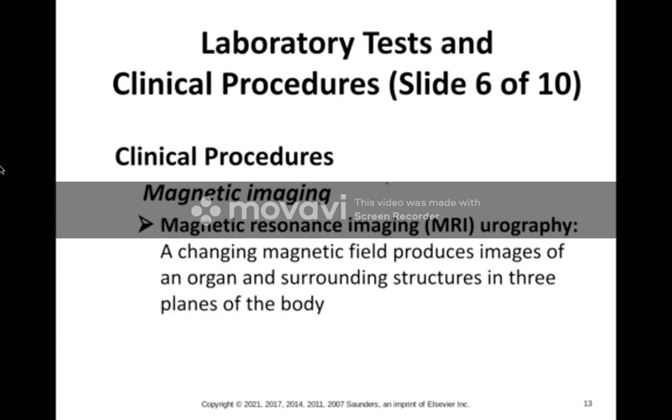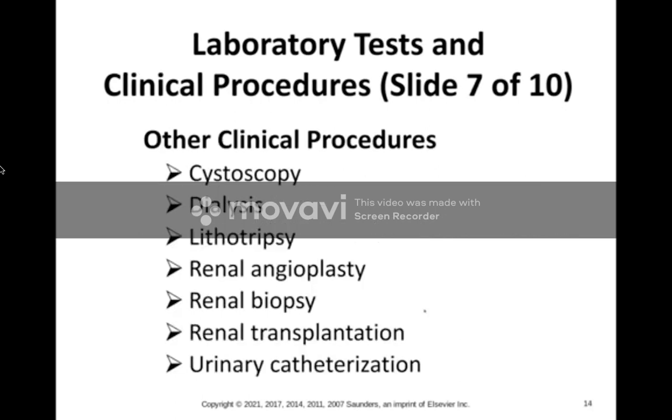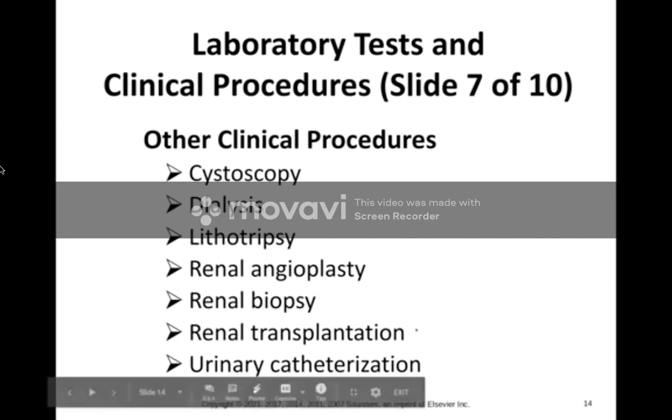Magnetic imaging, so MRI, magnetic resonance imaging, can do a urography. This is a changing magnetic field that produces images of the organ and the surrounding structures in 3 different planes of the body. Other clinical procedures would be a cystoscopy, dialysis, lithotripsy, renal angioplasty, renal biopsy, renal transplantation, and urinary catheterization.